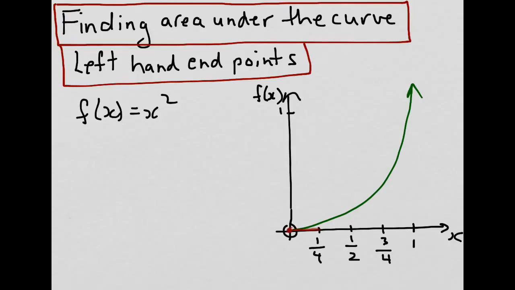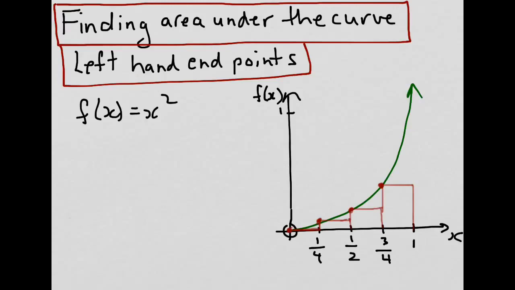So our left-hand endpoint at a quarter would be right here. Draw a horizontal line over to the adjacent endpoint and form a rectangle. Continuing with 1/2, our left-hand endpoint would be right there. Draw a horizontal line over to the adjacent subinterval and form a rectangle. And continuing at 3/4, left-hand endpoint would be here. Horizontal line over to the adjacent subinterval, form a rectangle.